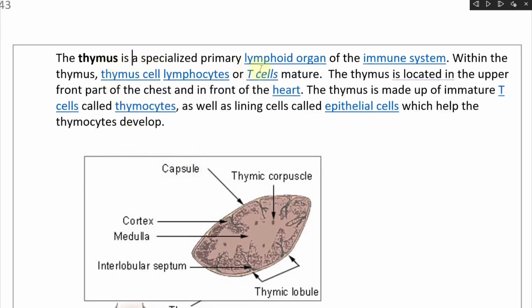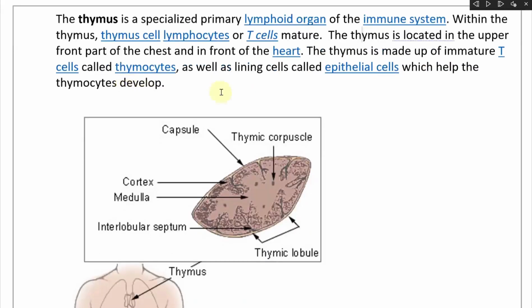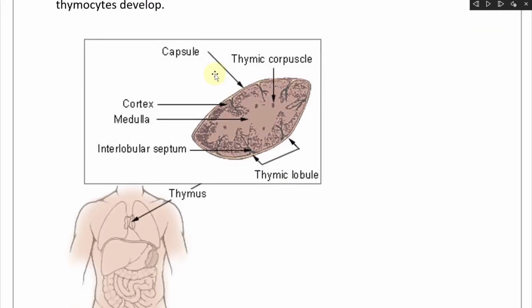So the thymus is a primary lymphoid organ, and within it are thymus cell lymphocytes, or T cells, and it is located in the upper part of the chest. It is made of immature T cells called thymocytes, and it contains mature T cells as well as lining cells called epithelial cells, which help thymocytes develop. And it was very, very interesting.